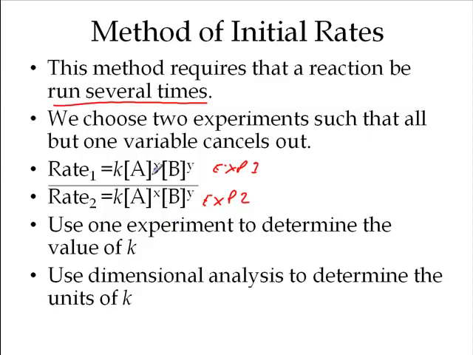But we're gonna put two experiments, one on top of each other, and try and keep one variable changing. And I'm going to show you what that means because I'm probably not doing a very good job of explaining it. But one experiment determines the value of k when we're done, and then we can also use dimensional analysis like we just did to get the units of k. So let me kind of show you what that means.